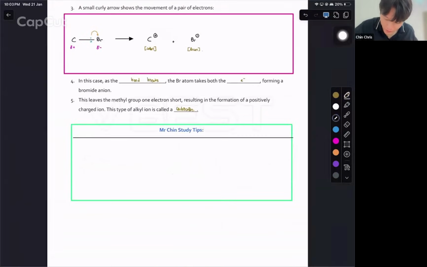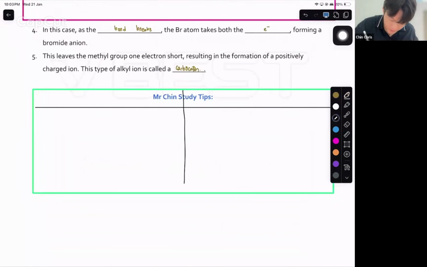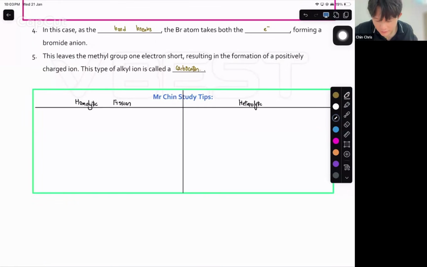All right, guys, now let's look at my study tips. I'm speed running this part because it's not very important and it's easy. We have two different fissions: homolytic fission versus heterolytic fission.